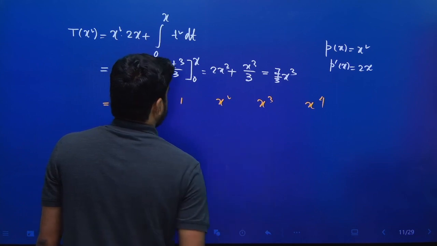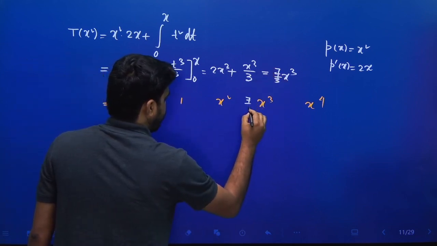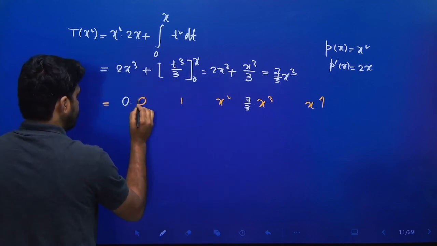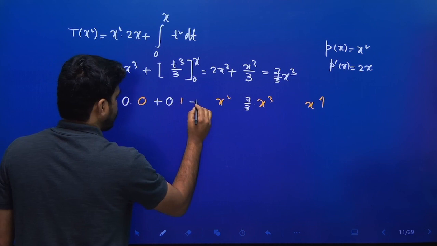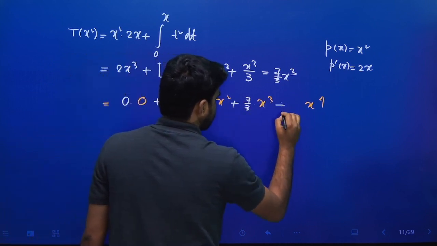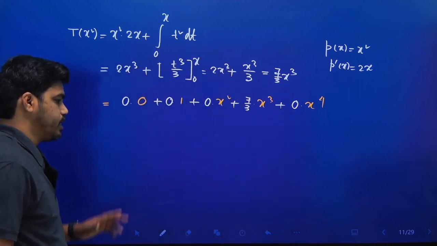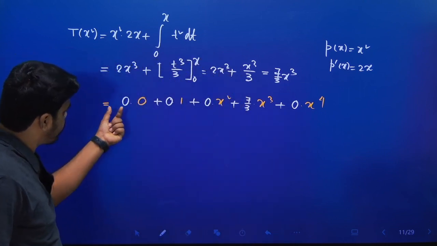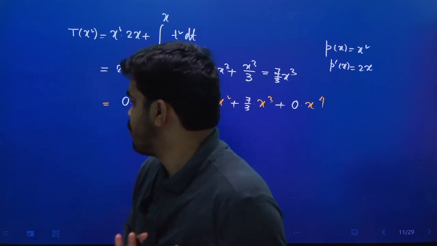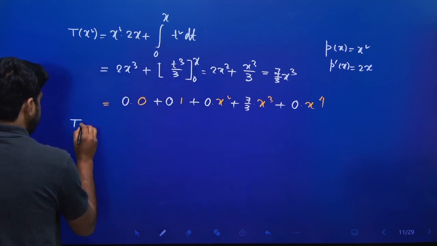So here the coefficient of x cube is 7/3. Okay, there are no other terms, that is 0 into 1 plus 0 into x plus 0 into x square plus 7/3 into x cube plus 0 into x to the power 4. Okay, so I have expressed T of x square as a linear combination of 1, x, x square, x cube, x to the power 4. In the same way, T of x cube.